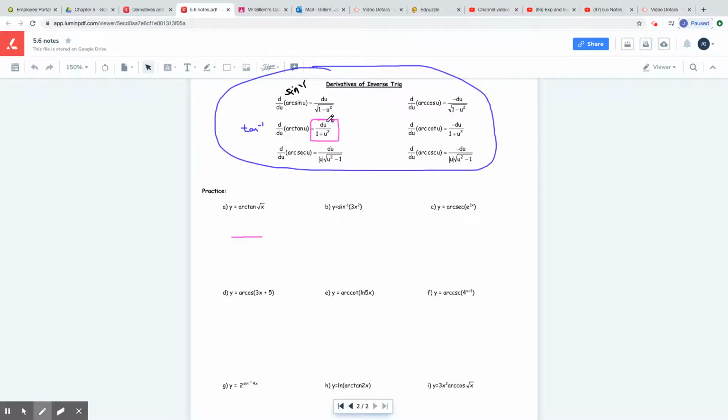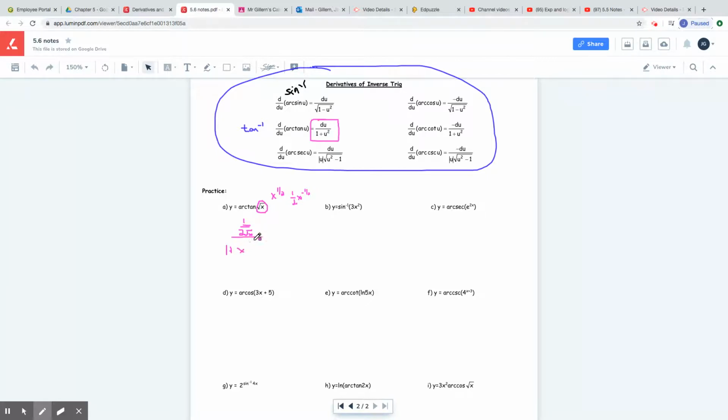So du, well, what's u? U is whatever is coming after the arctan or the tangent negative first, the square root of x. So we need to take the derivative of the square root of x. The square root of x is x to the 1/2. Bring it out front, it's 1/2 x to the negative 1/2, which means it's 1 over 2 root x. Hopefully you have that memorized by now, but in case you don't. 1 over 2 root x, that's your du, over 1 plus u squared. Well, what was my u? U is the square root of x. What's the square root of x squared?